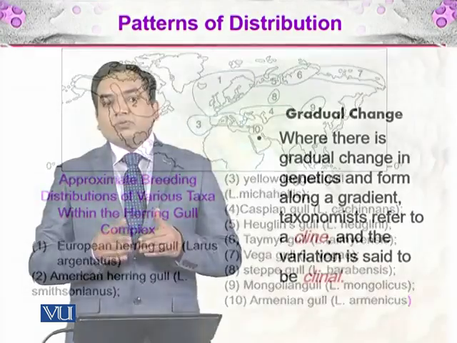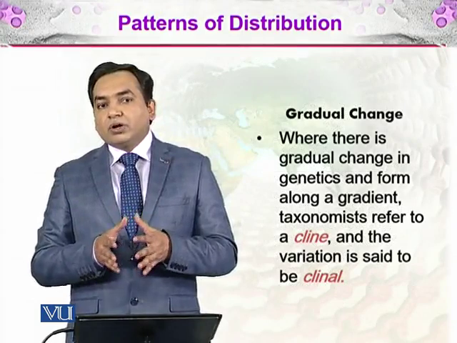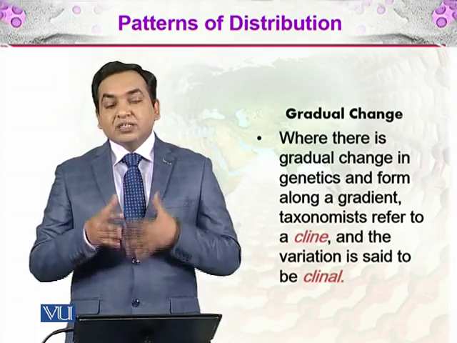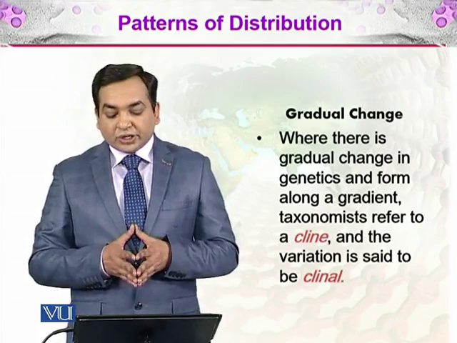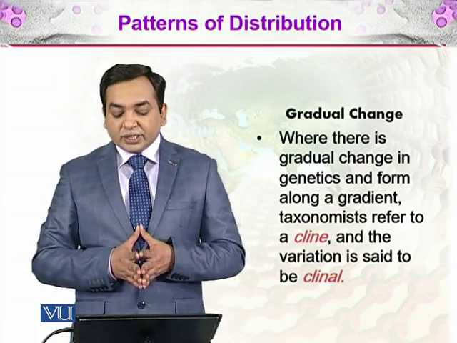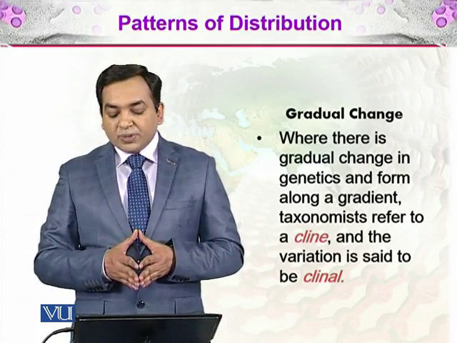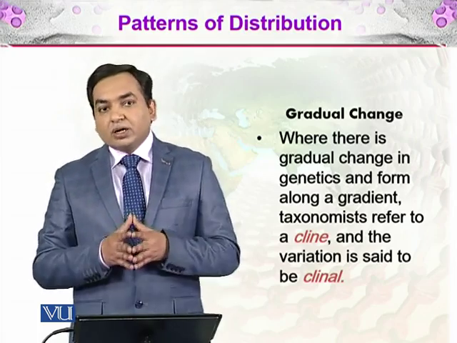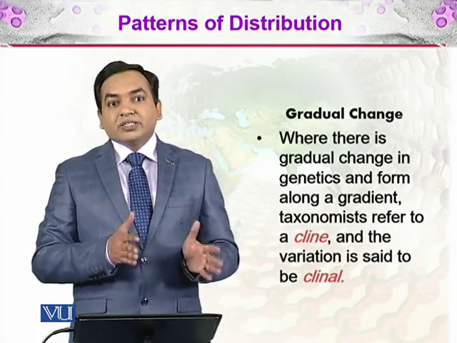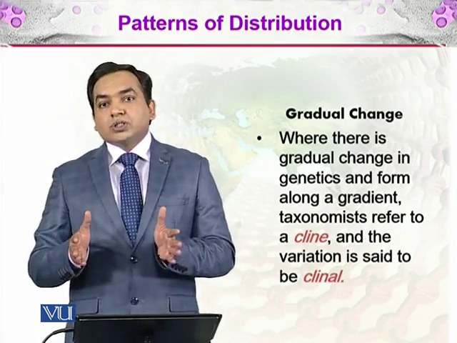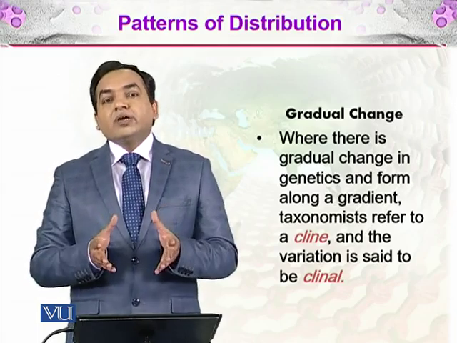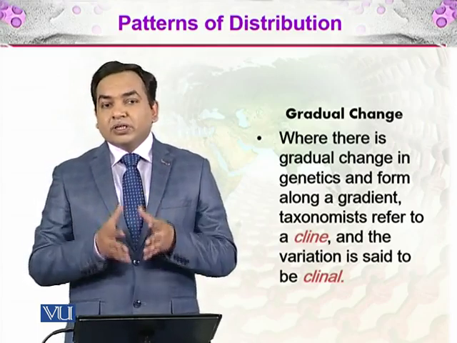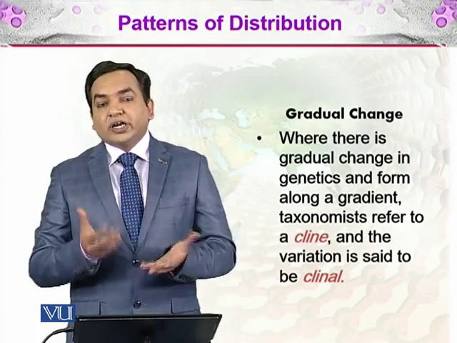When a species is going from one distribution pattern to the next, or evolving in different areas, it has some gradual change in it. Where there is a gradual change in genetics and form along a gradient, taxonomists refer to it as a cline, and the variation is said to be clinal. For example, we have seen the gulls. All of those gulls have clinal changes across the globe. They go from one place to another having different distribution patterns, and not only that, they also have different genetics as well.